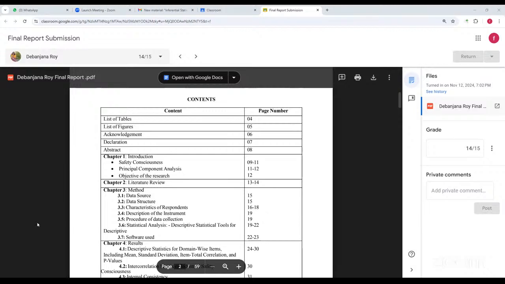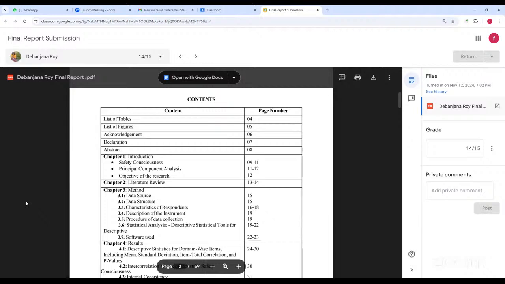Chapter 1 means introduction. This is all about the safety consciousness. So, introduction about safety consciousness. Next, it is written principal component analysis. There you will write down the correspondence analysis. Why correspondence analysis? Because your data is categorical in nature, and this course is about the multivariate modeling for the categorical data. Therefore, you will use the correspondence analysis.